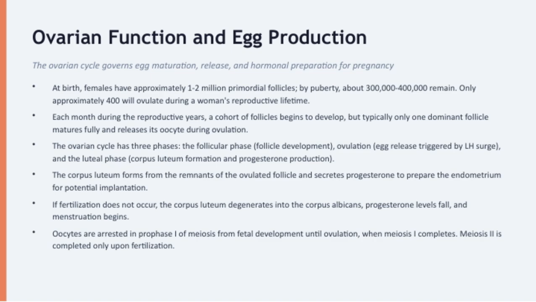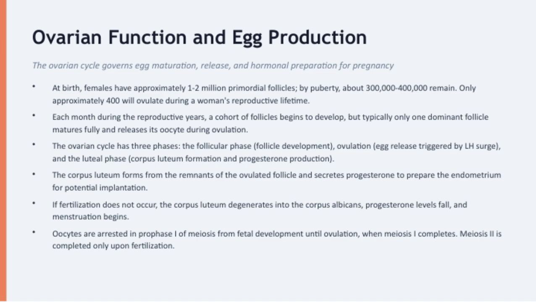If fertilization doesn't happen, the corpus luteum degenerates into a structure called the corpus albicans, leading to a drop in progesterone levels. This decline triggers menstruation, and the cycle begins anew. It's also important to understand that oocytes are arrested in prophase I of meiosis from fetal development until ovulation. When ovulation occurs, meiosis I completes, but meiosis II only finishes if fertilization takes place.